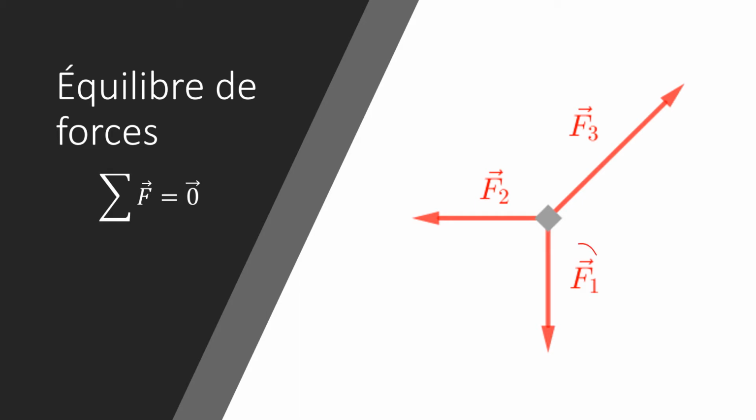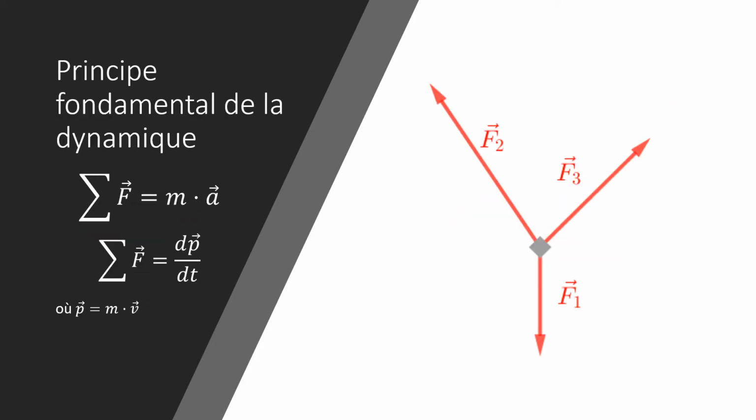Now we know that if different forces act on a single body, then this body is considered to be in equilibrium, so it's moving in a straight line at constant speed, or it is at rest. But that can only happen if the vector sum of all forces is equal to the null vector.